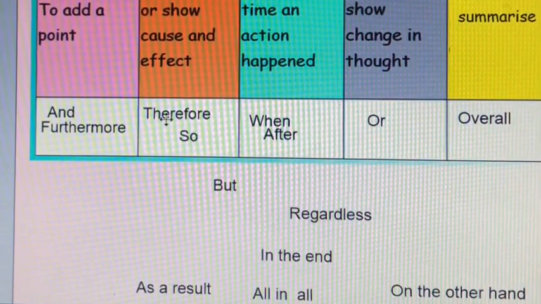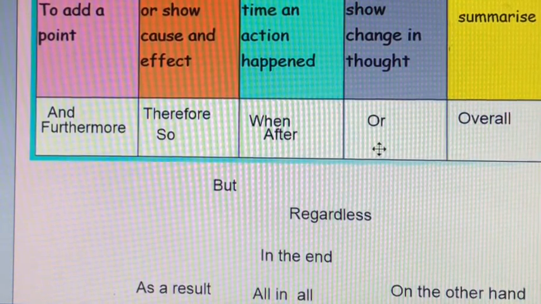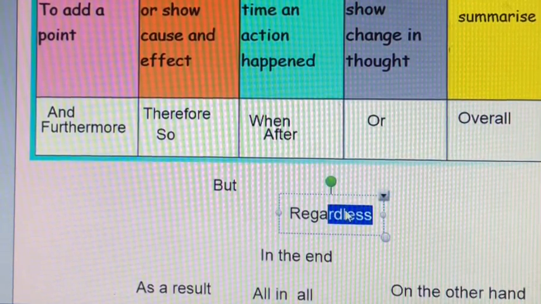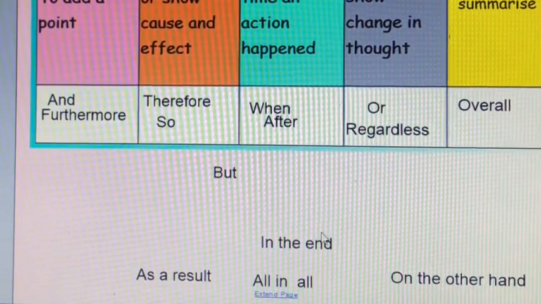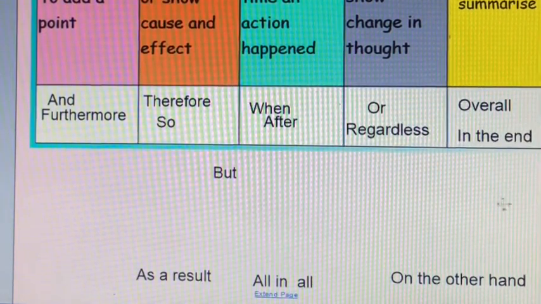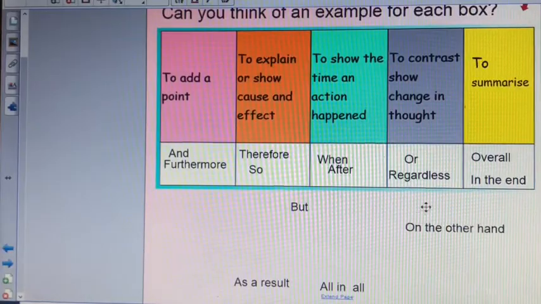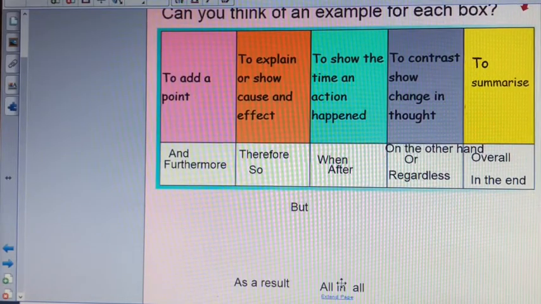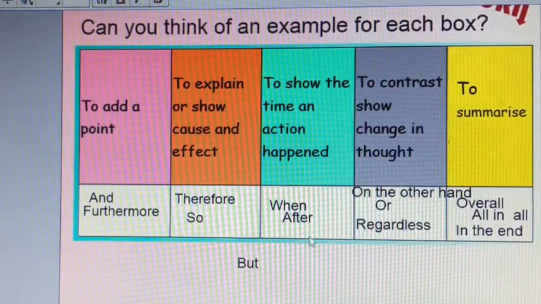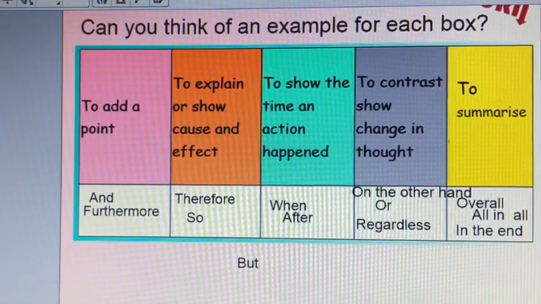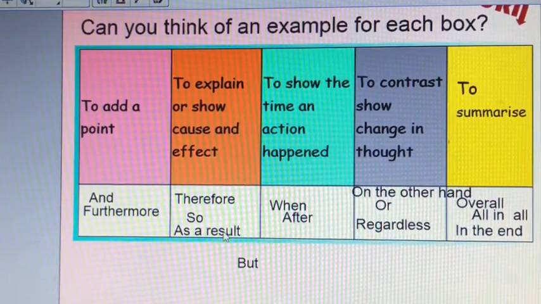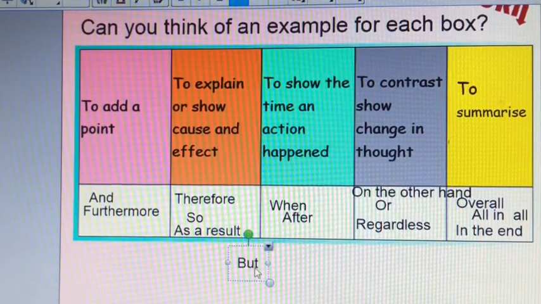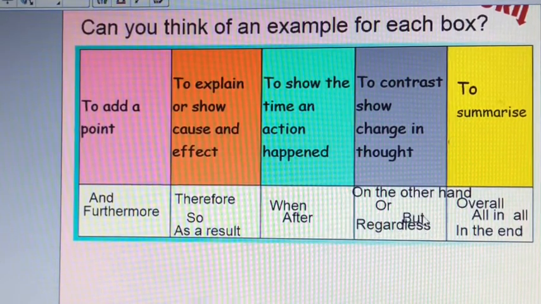So, because, regardless. In the end, to summarise as well. On the other hand, to show change. And finally, as a result. And we've also got, sorry, here's finally, but.